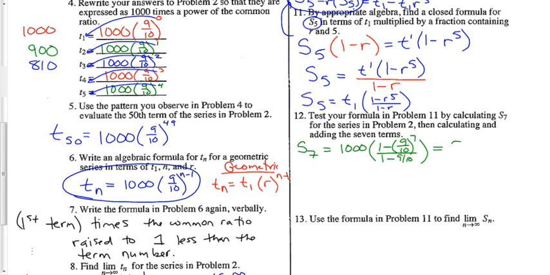I got 5217.031. Sorry, I think I lost a decimal place when I wrote my answers down. So this is that sum. Again, put 4 decimal places if you have it.